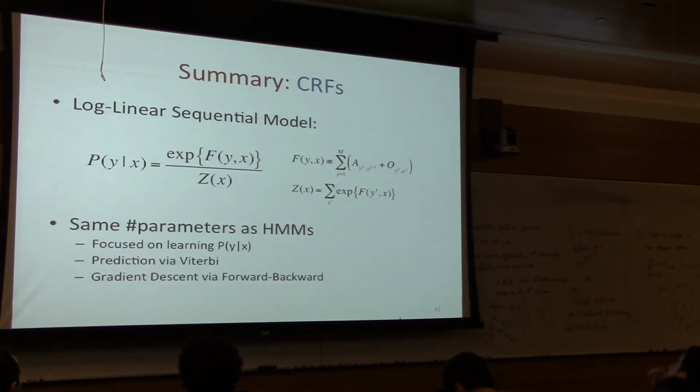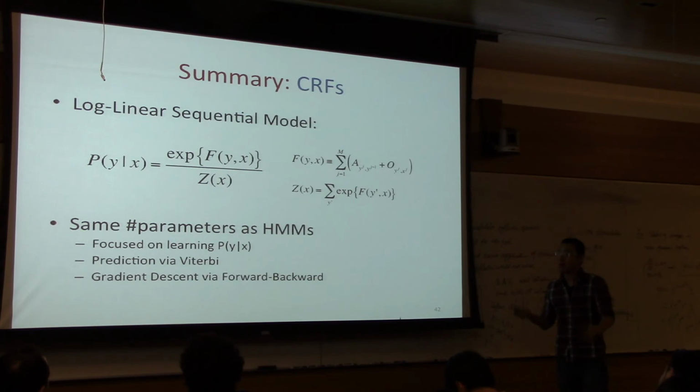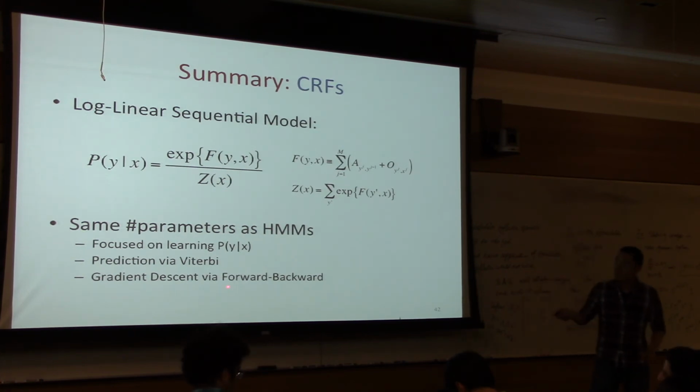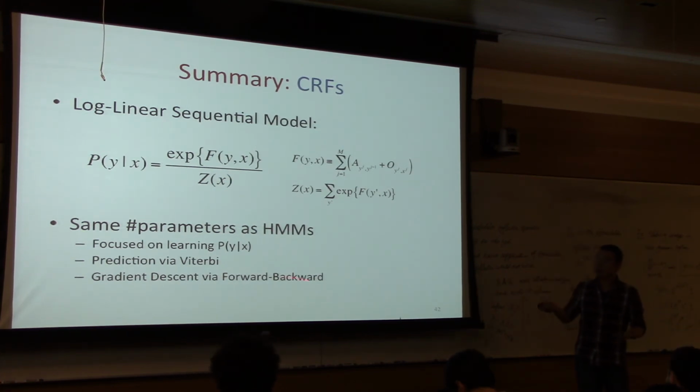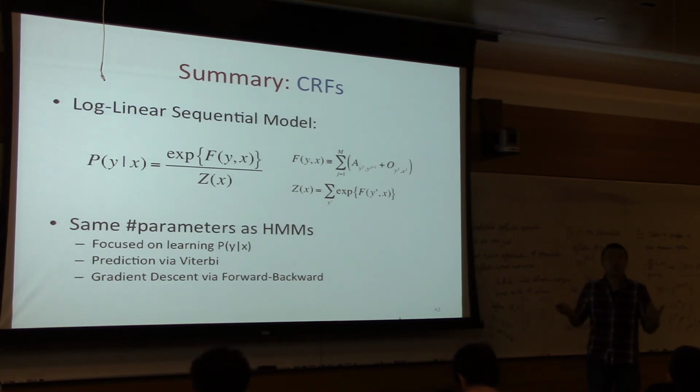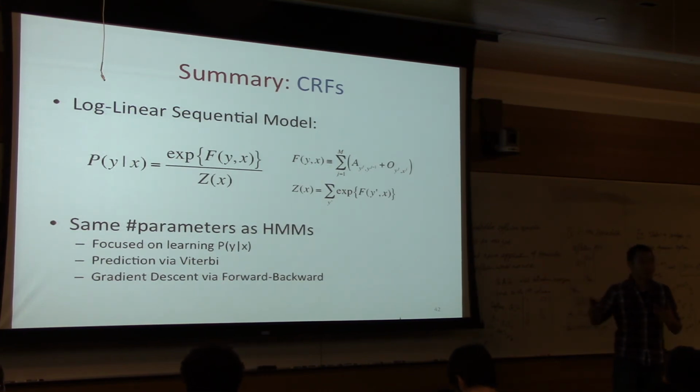I guess we talked about this: the same number of parameters as HMMs, but we focus all the model capacity on learning the conditional distribution. Prediction is via Viterbi, gradients are computed via forward-backward, using a similar interpretation of the optimality condition, but the optimality condition doesn't have a closed-form formula, so we do gradient descent.